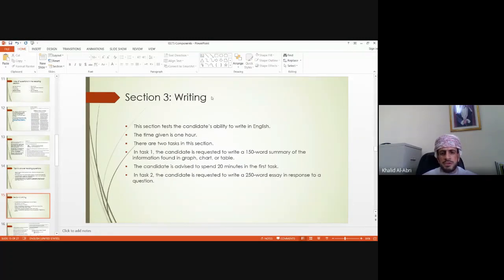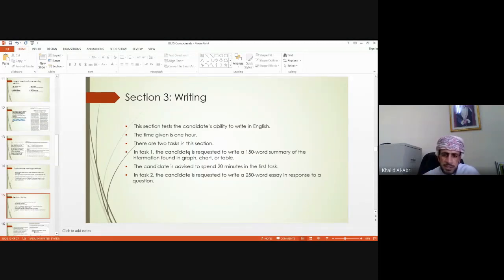And the third section is writing. In writing, there are two tasks, task 1 and task 2. In task 1, there is a graph or a chart, sometimes a map or a process, and the candidate is asked to change this into a report. And this report should consist of at least 150 words. Yes, just describe only what is in the chart or what is in the process. You are not asked to write about your opinion of something. So don't include your opinion.